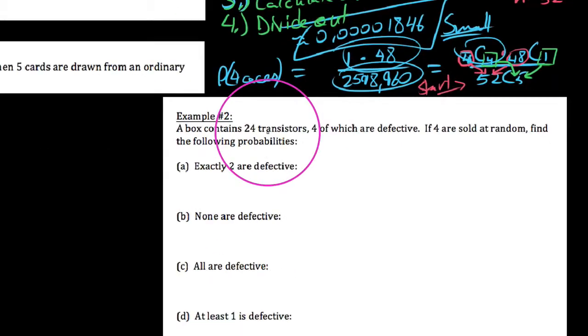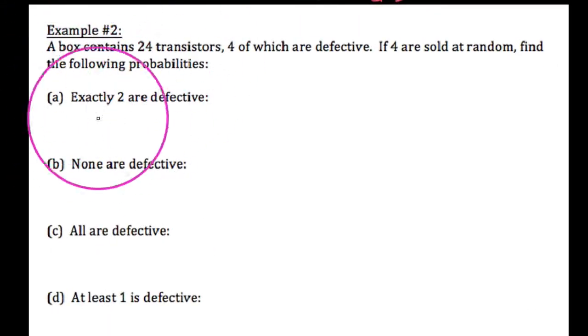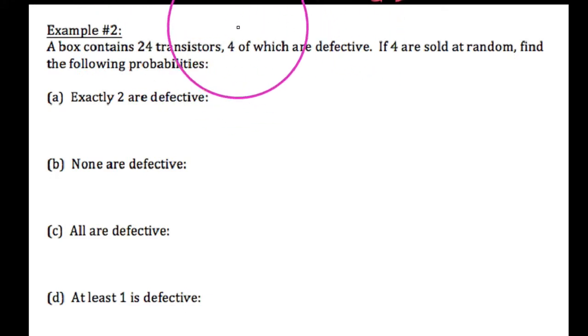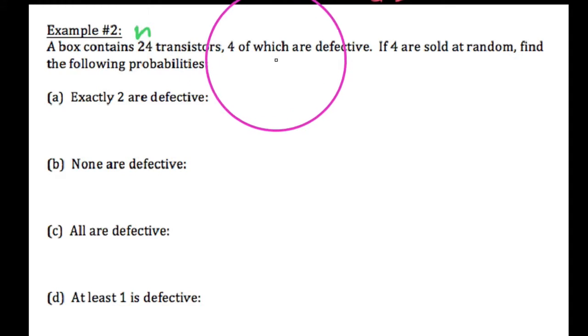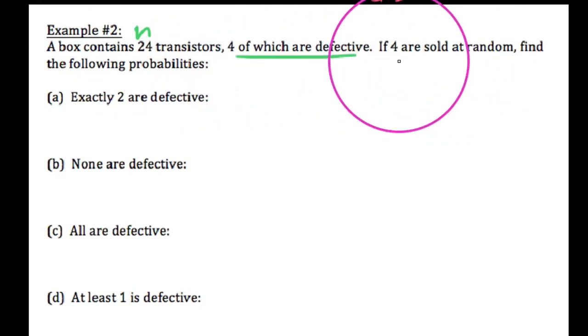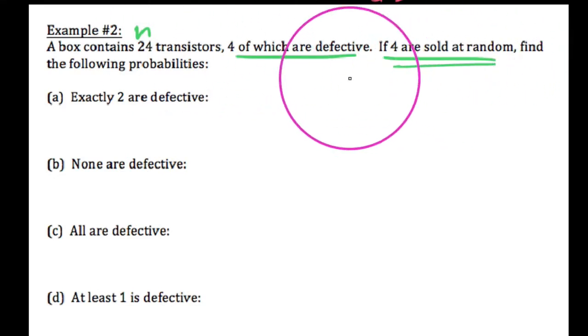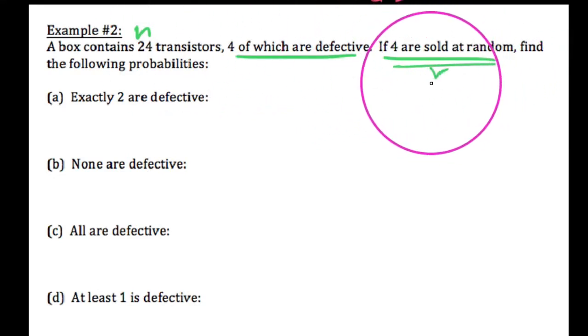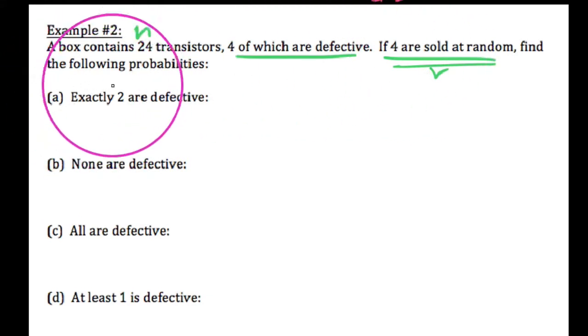So we'll put this again to use in this example down here, and then we'll start going a little bit quicker. A box contains 24 transistors, 4 of which are defective. So N is 24 here. 4 are defective, so the other 20 must work. If 4 are sold at random, so we're selling 4 at a time, find the following probabilities. Total is R, we're selling 4 at a time. Exactly 2 are defective.